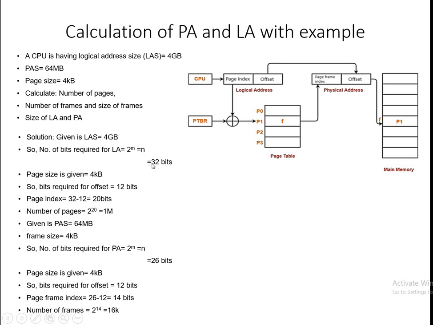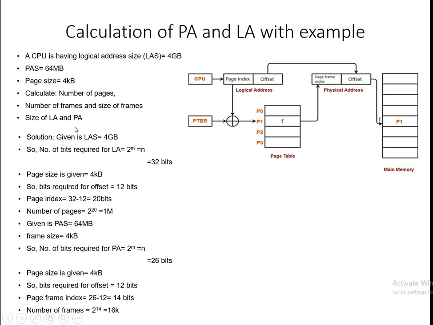So the number of bits required to design a logical address for a 4 GB virtual memory will be 32 bits. A 32-bit long logical address will be generated to address each and every location of 4 gigabytes. As we know, whatever the logical address is, it will be divided into two parts: one is called the offset, another is called the page index.